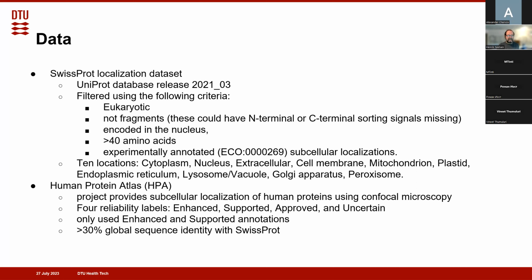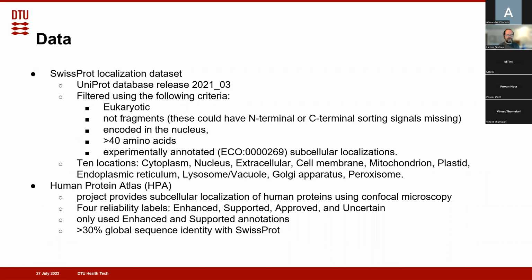We distinguished 10 locations: cytoplasm, nucleus, extracellular, cell membrane, mitochondrion, plastid, endoplasmic reticulum, lysosome/vacuole, Golgi apparatus, and peroxisome. You might ask, why do we fuse lysosome and vacuole into one category? That is because in plants and fungi, the vacuole is actually homologous to the lysosome in animals.